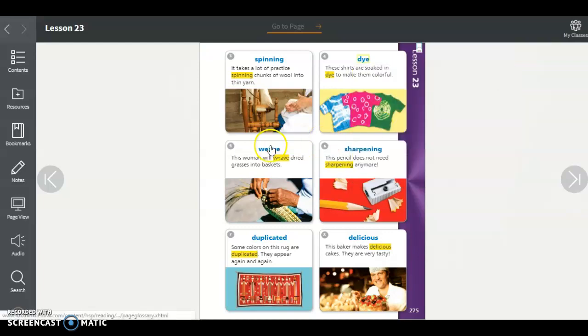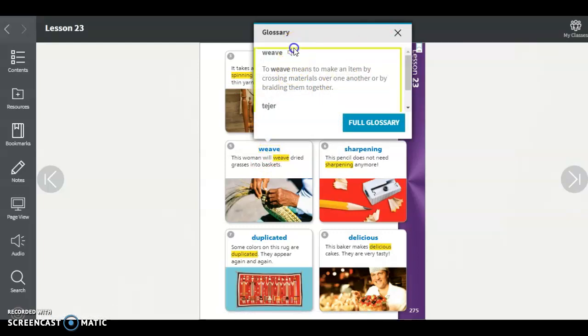Okay. Weave. Say it. Weave. This woman will weave dried grasses into baskets. Weave. What do you think weave means? Think about it. Weave. To weave means to make an item by crossing materials over one another or by braiding them together.